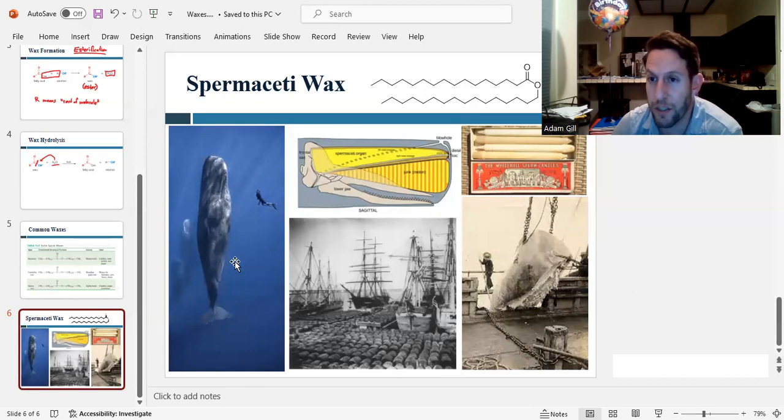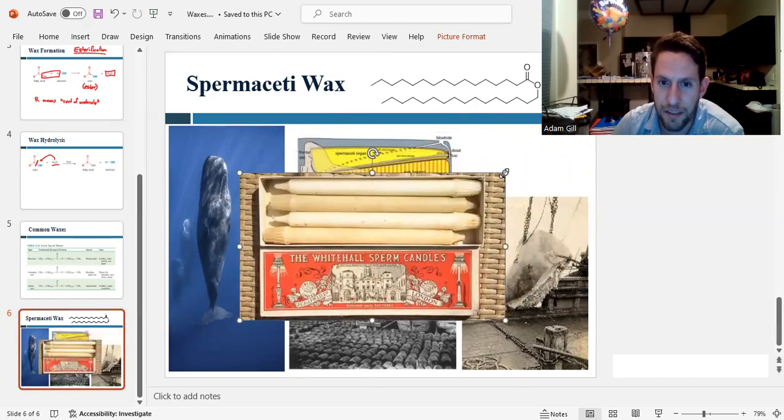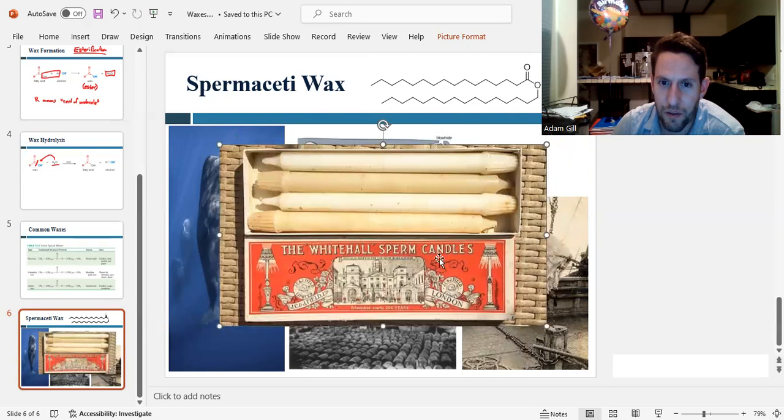And we almost killed all the sperm whales off because we just wanted wax to make candles out of, which is pretty wild. So if you've never heard why whales are endangered, one of the reasons was we were hunting them just for wax. Even though you can get the same wax or a similar wax out of plants. Just a crazy example of humans exploiting the environment. And here's a real image of Whitehall sperm candles from spermaceti wax. Yep. So this right here is why we killed all the whales.